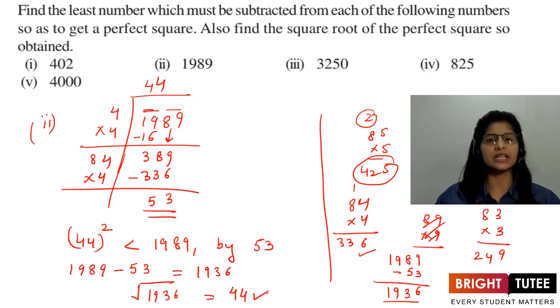Clear? So what we have discovered is that whatever remainder we get, that is the extra part, right? So we can subtract that from the number which is given to us, and then we can find the square of a number, and that number is the quotient itself. Right? Let's do the third part now.